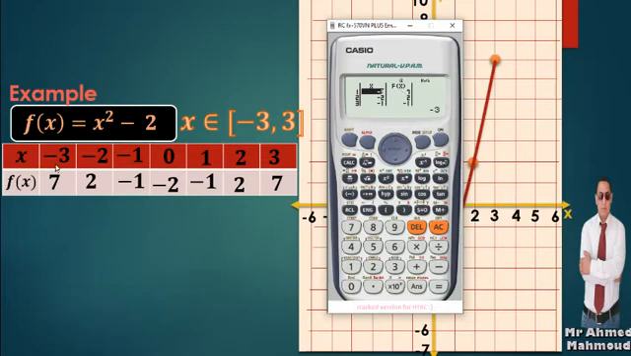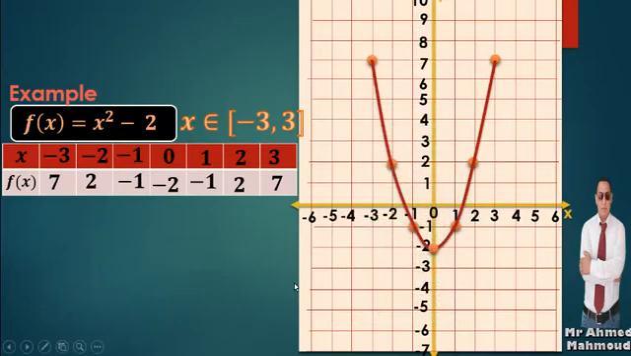It gives me the table like this. Negative 3 and 7 here, negative 2 and 2 here, negative 1 as we see. Then by using the pointer, go down: negative 1, negative 1, 0, negative 2, 1, negative 1, and go down, 2, 2, 3, 7. This is the table representing the function f of x equals x power 2 minus 2. You can use mode 7 to write the table of any quadratic function. It's very easy. Okay, now let's complete the lesson.